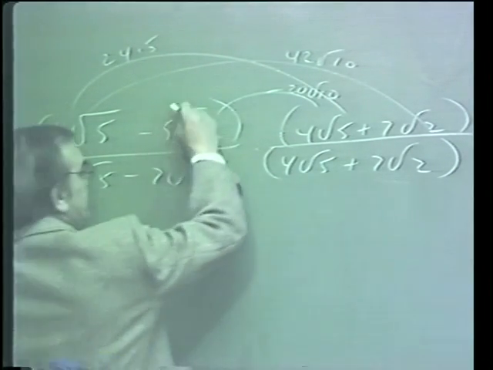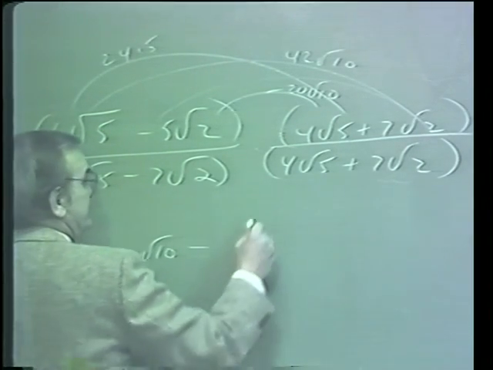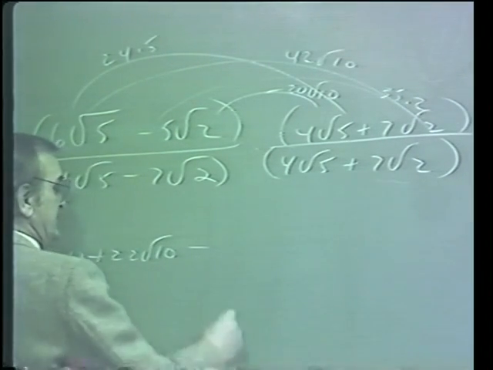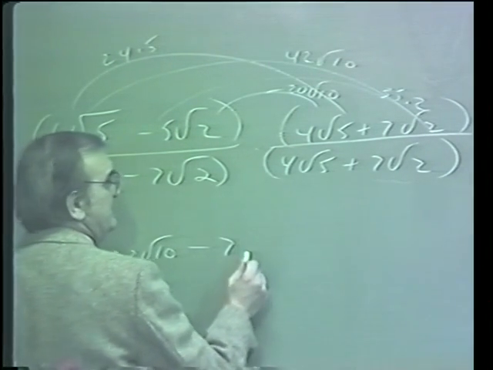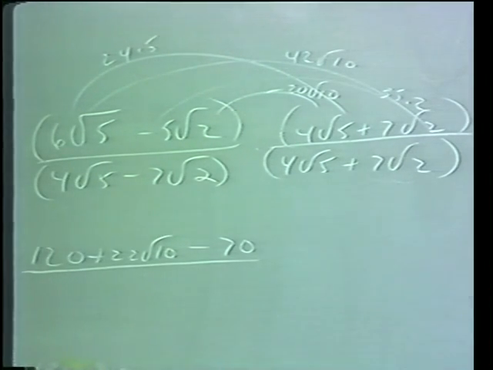Last times the last. Negative times a positive is negative. 5 times 7 is 35. Square root of 2 times square root of 2 is 2. So for the last term, we have 35 times 2, which is 70, over.